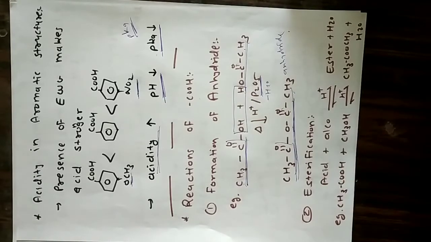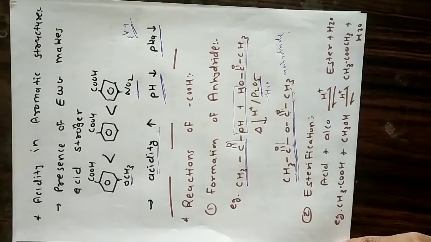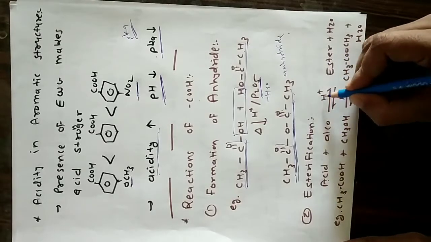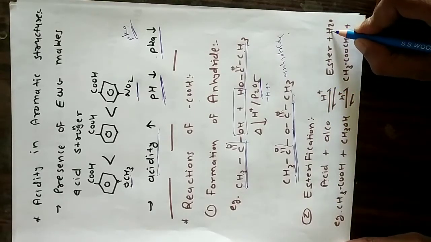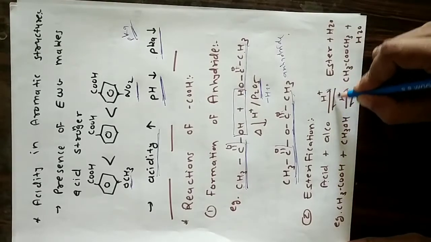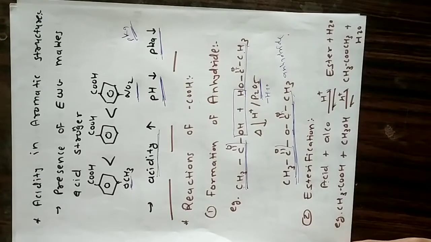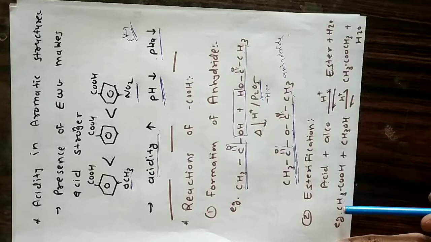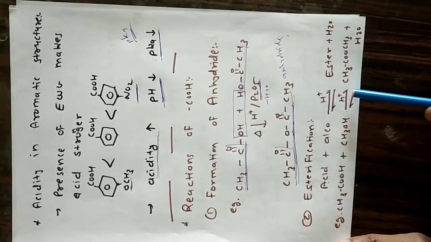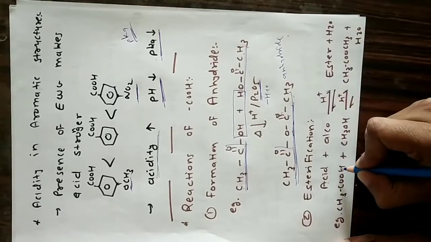Next one is esterification. Now, esterification reaction you must have learned. Acid plus alcohol, in presence of acidic medium, gives ester plus water molecule, and it can be both a backward and forward reaction. Now here is the example. You can see it is acetic acid and methanol. When it reacts in presence of acid, what do you have to do?